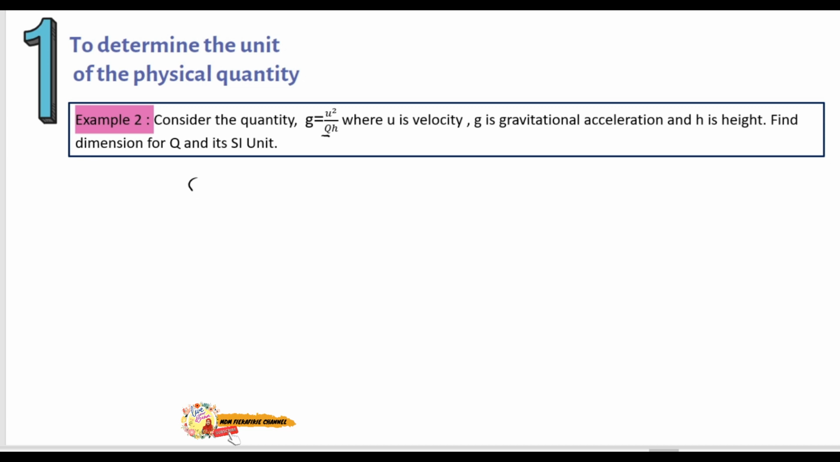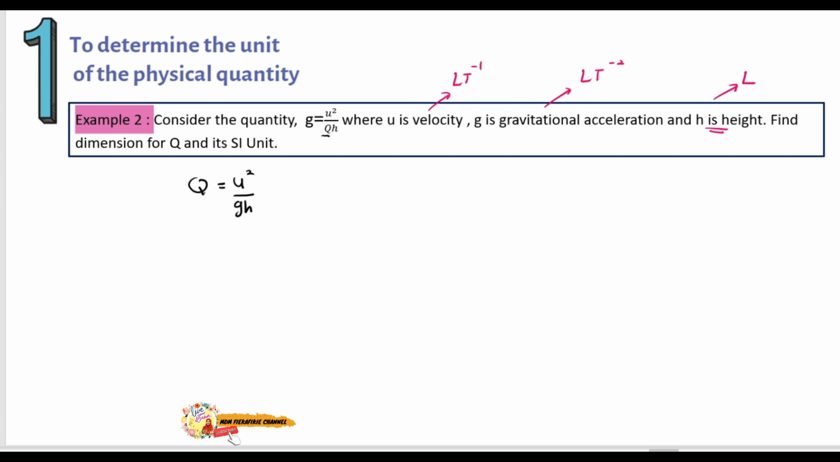So we need to rearrange this equation first. Let's write the equation: q should equal u squared over gh. The question gives us that u is the velocity, g is the gravitational acceleration, and h is the height. Remember, the dimension for velocity is LT^-1, gravitational acceleration is LT^-2, and since height is a length, the dimension is L. So please remember all the basic dimensions for derived quantities.